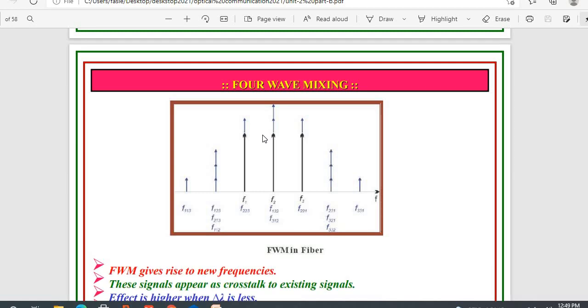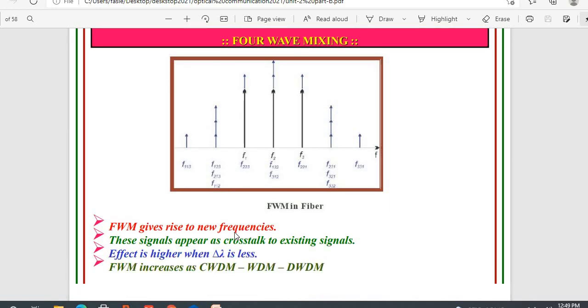As you see, students, what frequencies are we considering? This is our main frequency, F1. This is your F2, F3. I'm taking different ones; all have different amplitudes and different frequencies. So when we take four-wave mixing, FWM, I'm getting mixing. It gives rise to a new frequency. It combines all of these and tries to produce a new frequency, right? So these signals appear as crosstalk to existing signals.